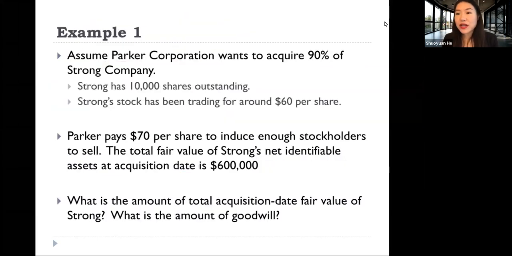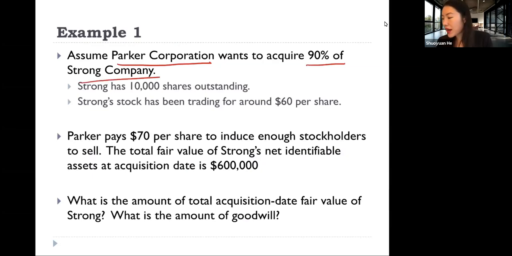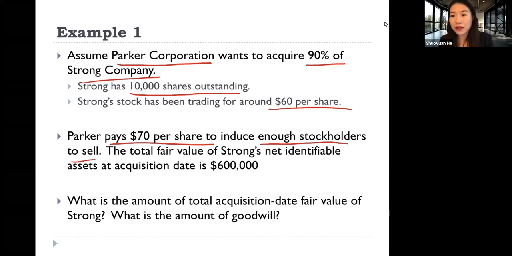Now let's look at two examples. The first example is Parker Corporation wanting to acquire 90% of Strong. Strong has 10,000 shares outstanding. Strong stock is trading for $60 per share, so it is actively traded. Strong stock has an actively trading market. Parker paid $70 per share to induce enough stockholders to sell. So in this situation, is there a control premium or no control premium? Think about it.